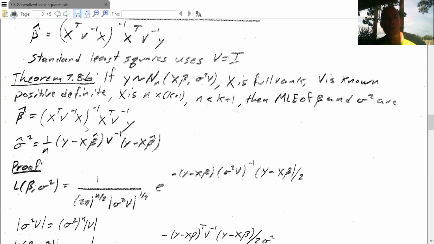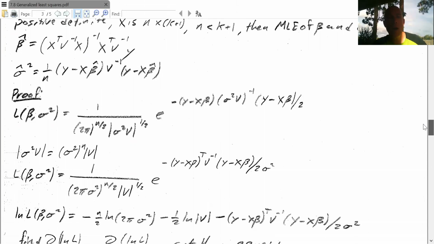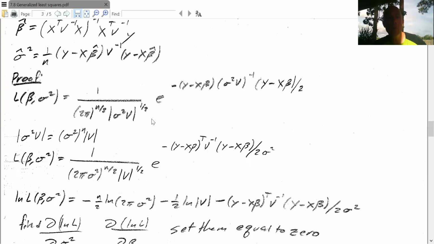The only difference is that I've got this V inverse stuff in the middle in a few spots. How do we prove this? Well, it's very much like the maximum likelihood estimate for regular least squares. What I'm going to do is take the density function, treat beta and sigma squared as variables, and plug it in.